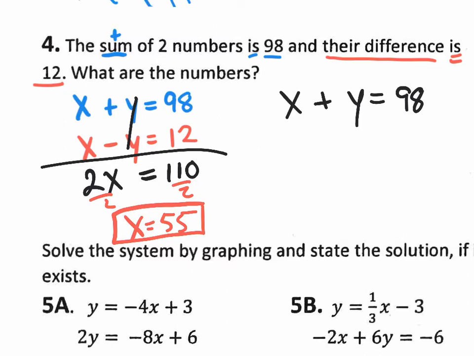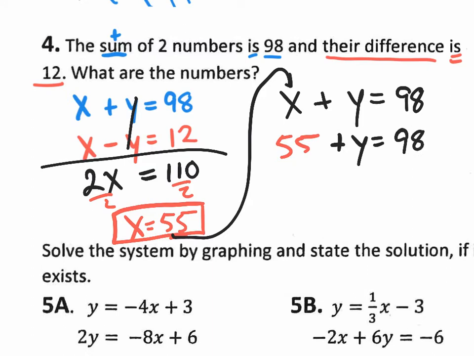But I'm going to take this 55, which is x, and plug it right in here. So my new equation is going to read 55 plus y equals 98. Then I'm going to subtract 55 on both sides, and I'll get y equals 43.